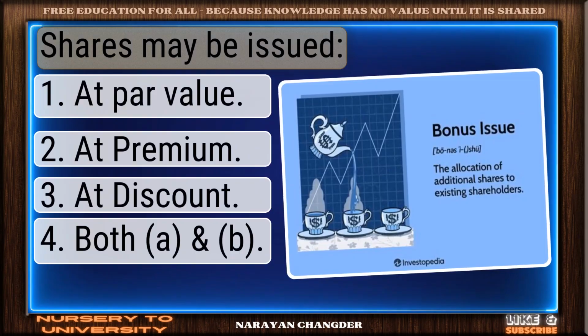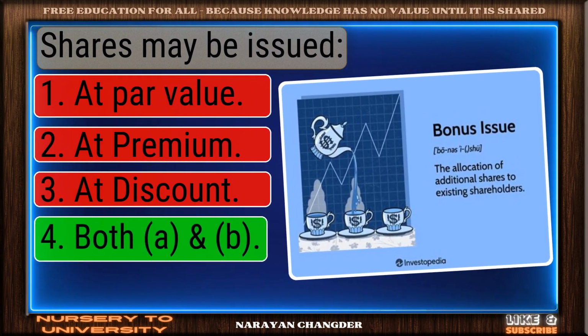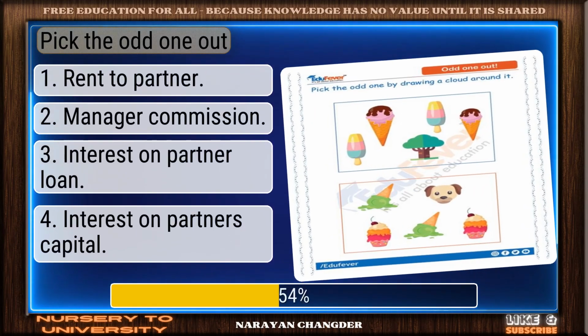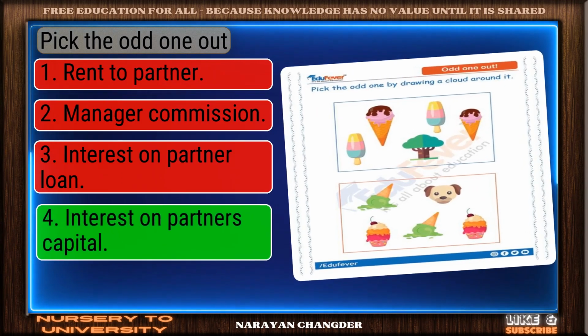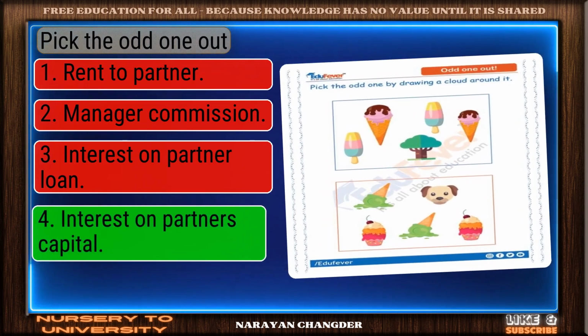Shares may be issued. On track. Both is the correct answer. Pick the odd one out. Well done. Interest on partner's capital is the right choice.